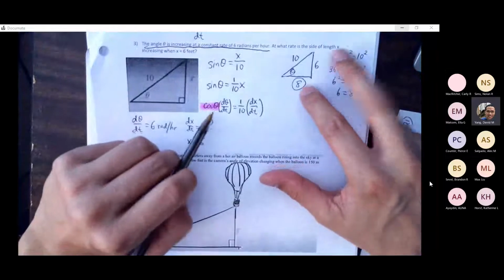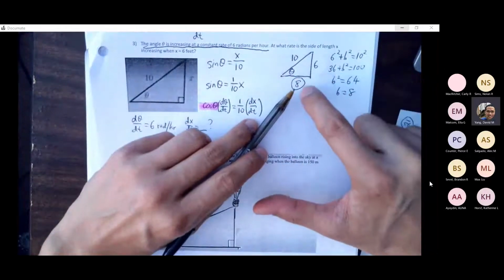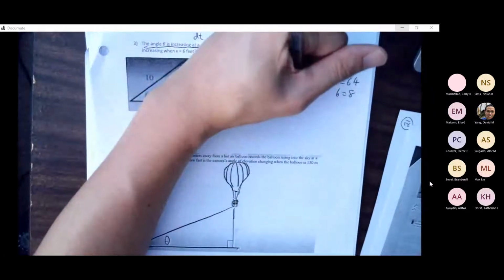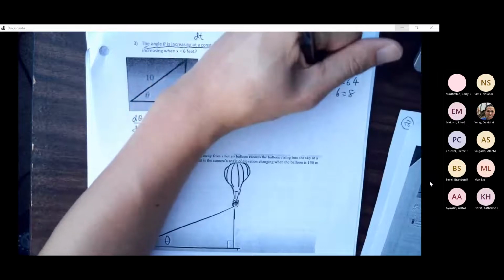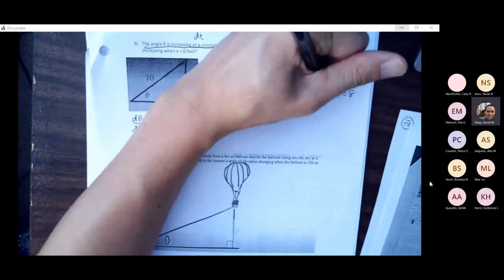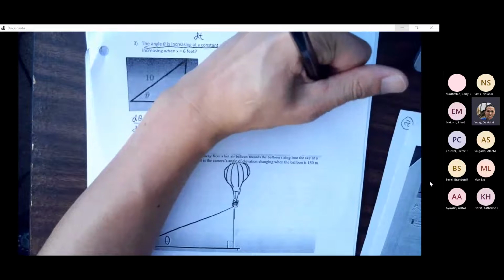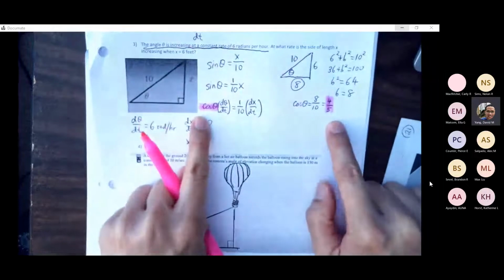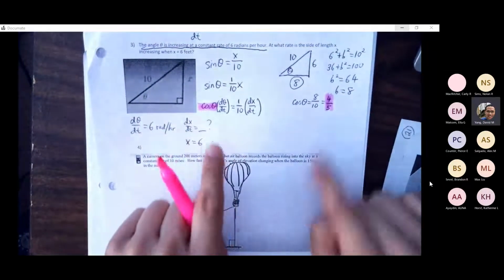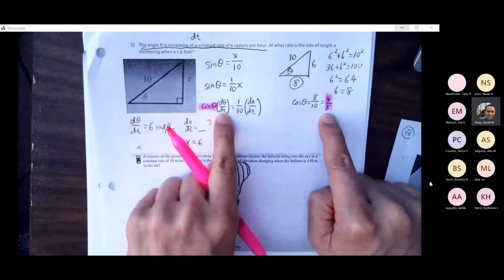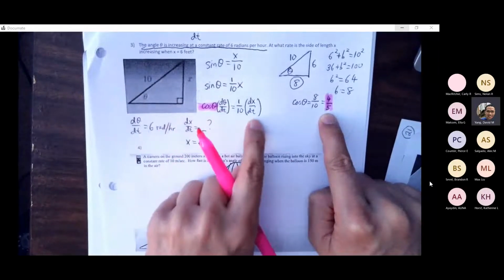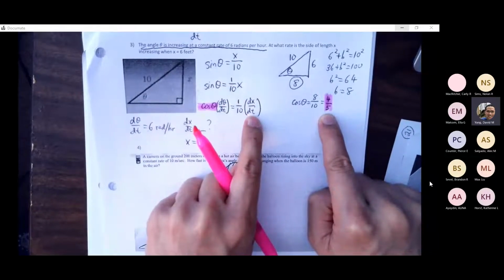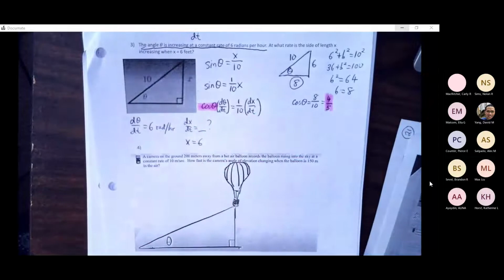Okay, so cosine of theta, based off this triangle, is adjacent over hypotenuse, right? So cosine of theta is 8 over 10, which I can reduce to be 4 over 5. So this is going to be my replacement for cosine theta. So we should have everything that we need. We have a replacement for cosine theta. We have 6 being d theta dt, and then we can solve for dx dt. We have one remaining unknown variable, which is what we want, that we can solve for.